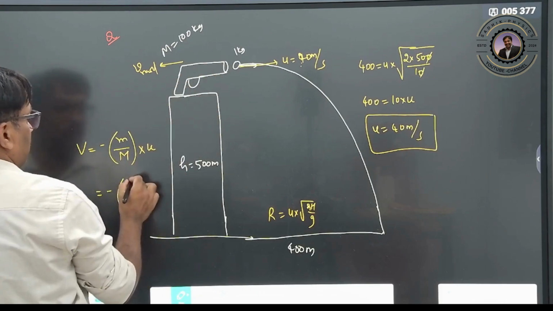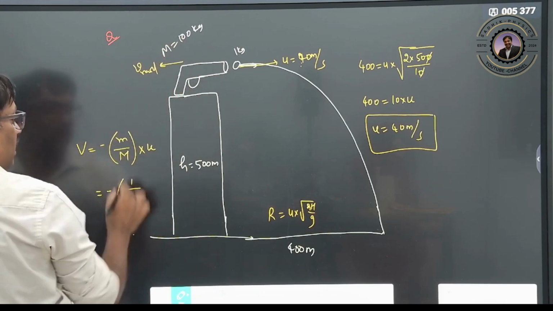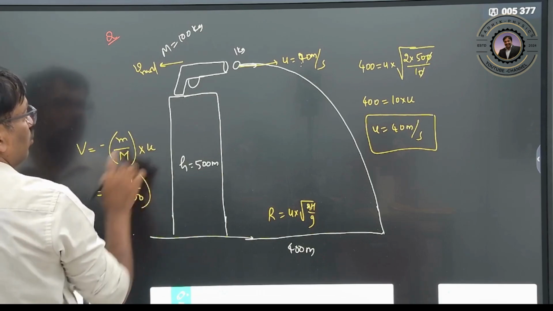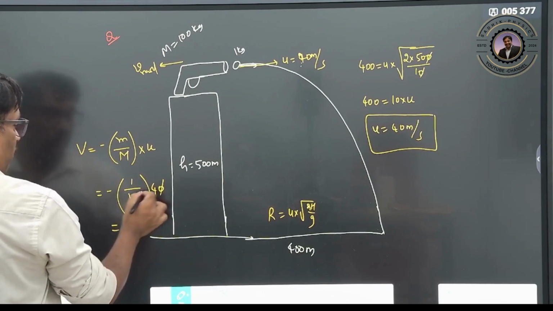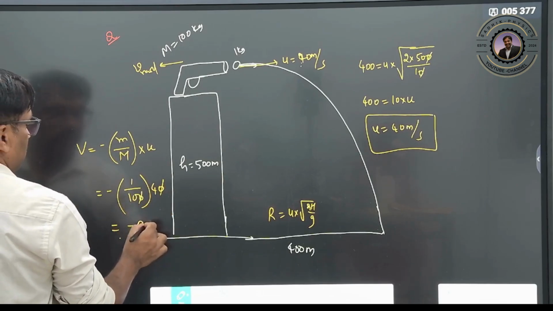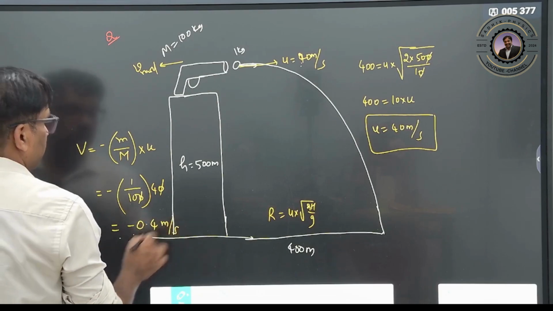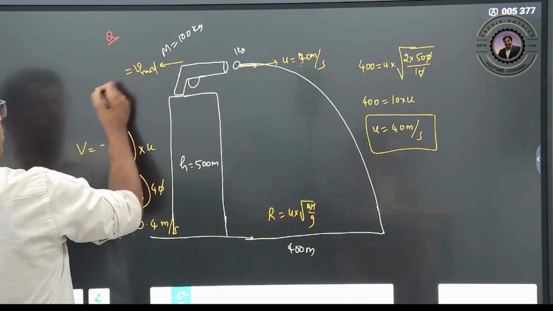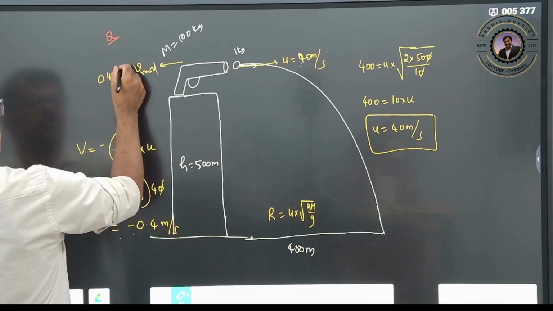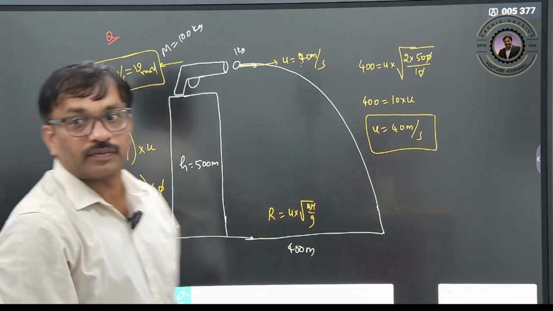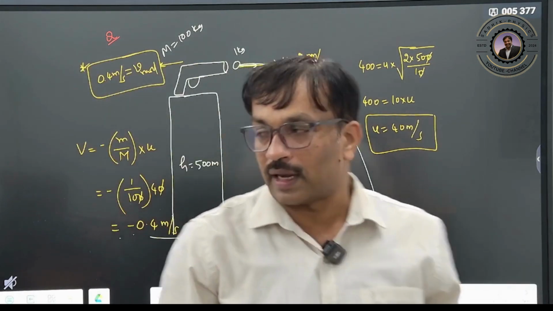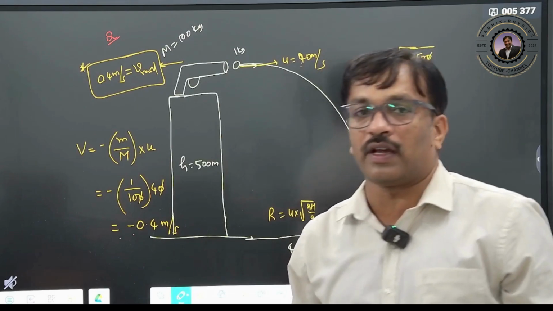Mass of the bullet is nothing but 1. So mass of the gun is nothing but 100 into u. What is this one now? 40. How much it will be now? Therefore, here it will be minus 0.4 meters per second. That means the gun will go with a speed of 0.4 meters per second. Clear? In this way, you can calculate the recoil velocity of the gun.